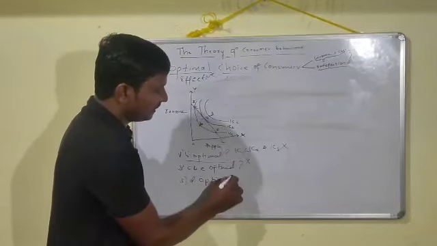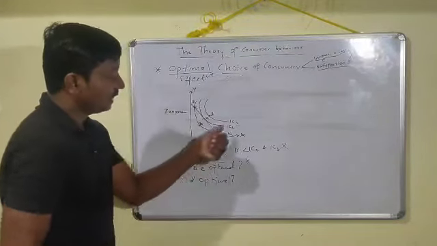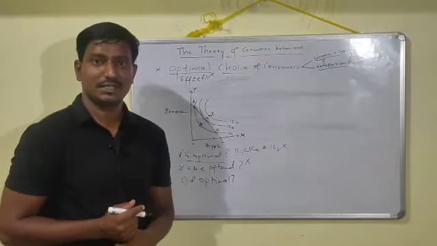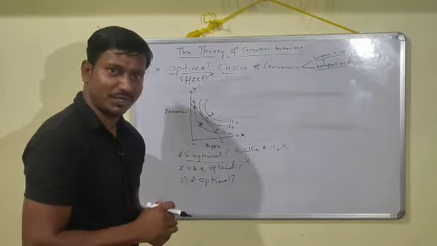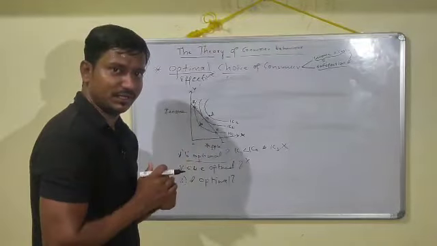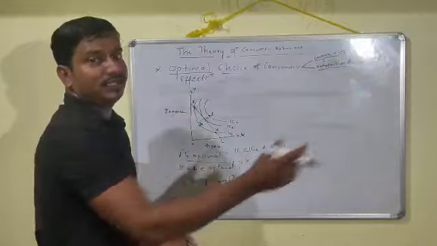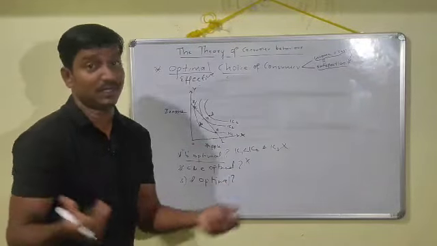Is that point D optimal here? Point D, where it is there? You see it is there on IC3, indifference curve 3, which gives a higher level of satisfaction. Then can you call it the optimal point of the consumer here? Point D? No. Why? Because point D is beyond the budget line, which means you cannot purchase it.